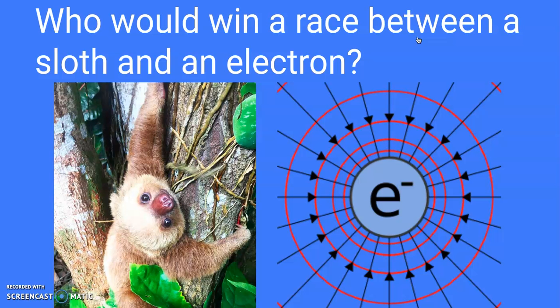Let's begin. First of all, I'd like to pose a question. Who would win a race between a lowly sloth and an electron? The answer seems fairly obvious. We all know that sloths are very, very slow, and we know electricity is extremely fast, we assume nearing the speed of light or something close to it. So we would always assume that the electron would easily beat a slow sloth. But let us find out.